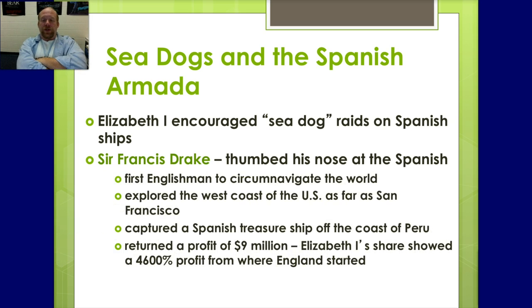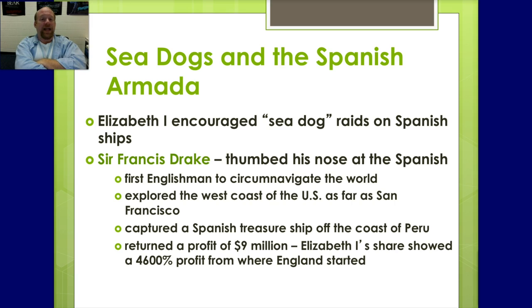Then he was the first Englishman to circumnavigate the world. He explored actually as far as San Francisco. If you think about that side of California, he came all the way over there. So that's not too shabby for an Englishman. Don't take it personally. He did, however, take a treasure ship off the coast of Peru that returned almost a profit of $9 million. Okay, Elizabeth the first's share was almost a $4,600 profit from where England started before the sea dog raids.